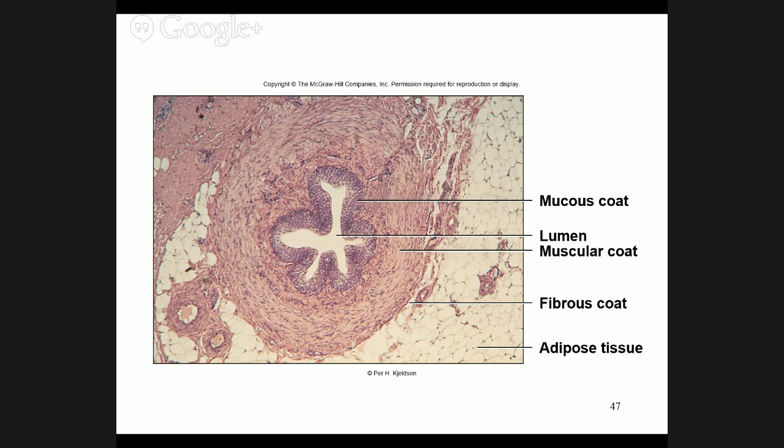And here's a slide showing the inner mucosa with the lumen, and then the muscular coat and the fibrous coat, and it's surrounded by adipose tissue, also known as fat.